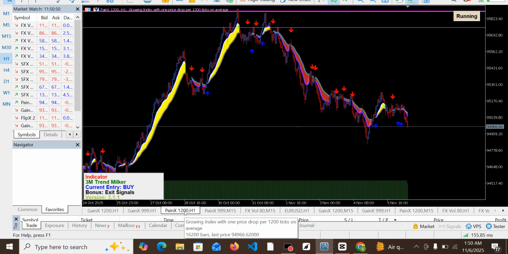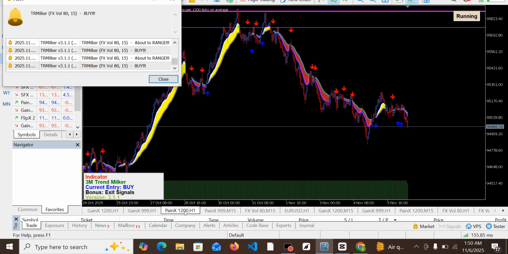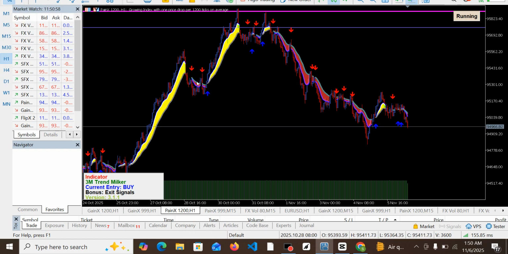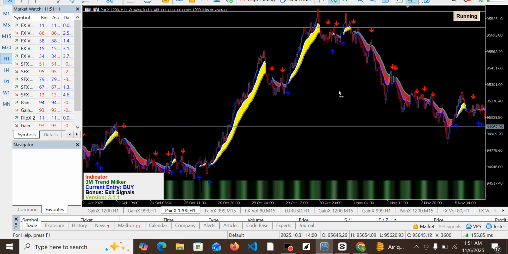This time around, the last asset we checked on was GainX 1200. So this time around, it's going to be GainX 1200, still on H1. I'm trying to focus on H1 today because we are talking about how we can trade on higher time frames like H1, H4, day one, and the likes.